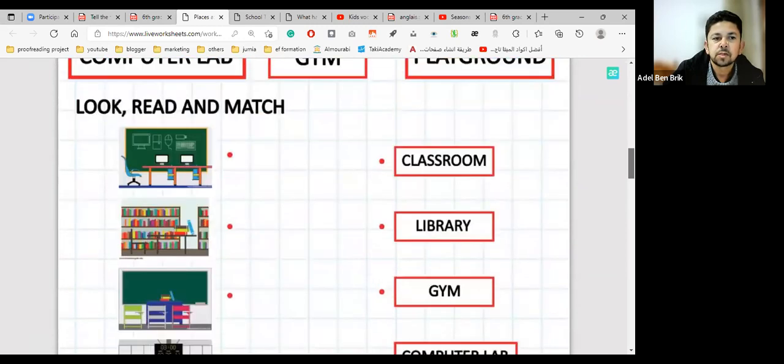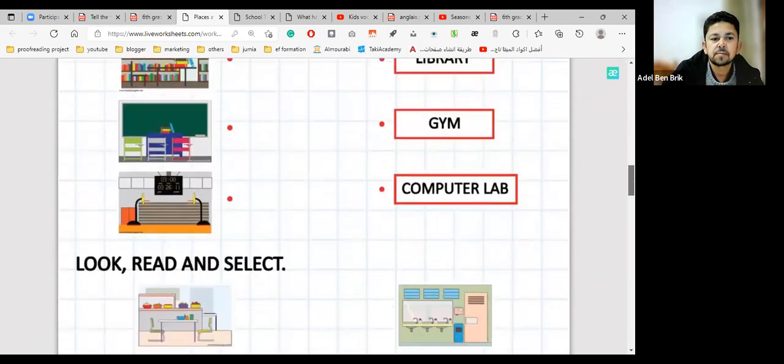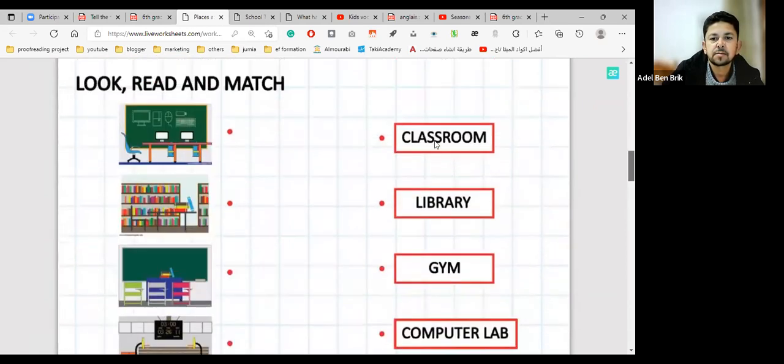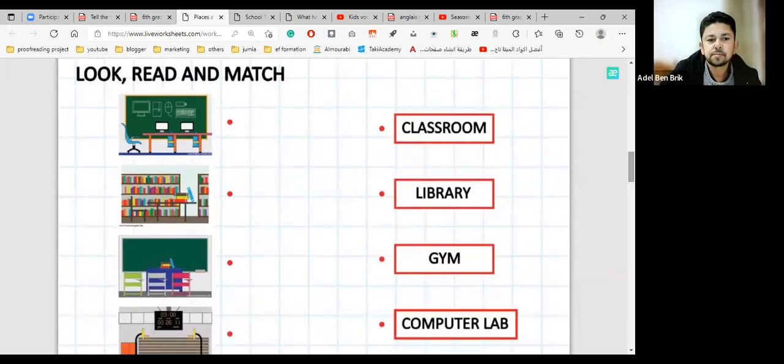So what we are going to do now is match the pictures that you see here with the names. Okay, what about number one? What is this number one? Is it a classroom, a library, a gym, or a computer lab? Computer lab. Number one is a computer lab.